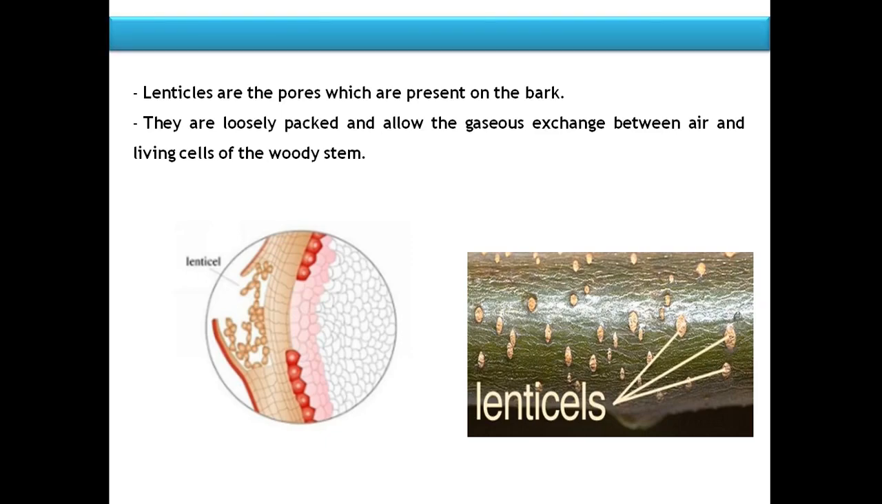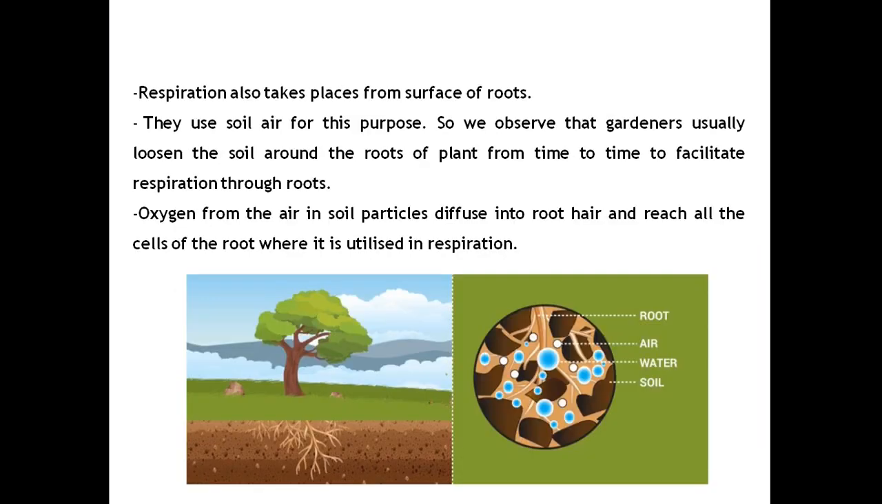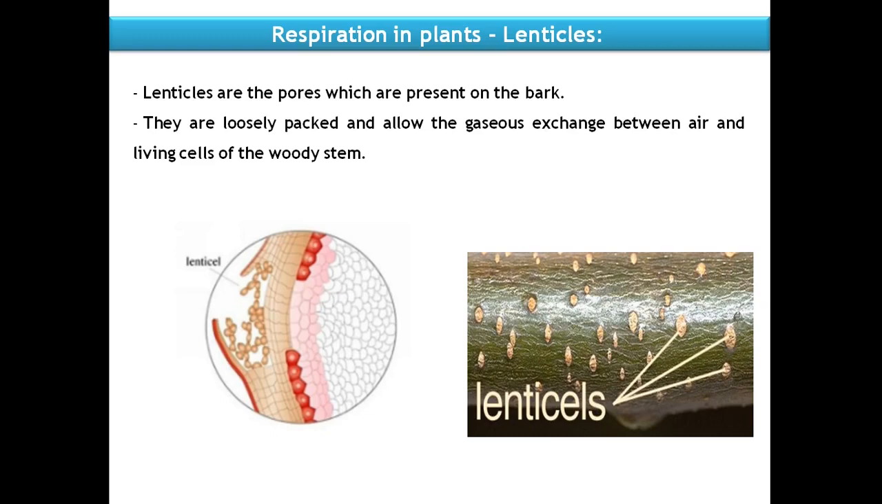Apart from stomata, gaseous exchange takes place through lenticels. Lenticels are the tiny pores which are present on the bark. They are loosely placed and allow the gaseous exchange between air and living cells of the woody stem.